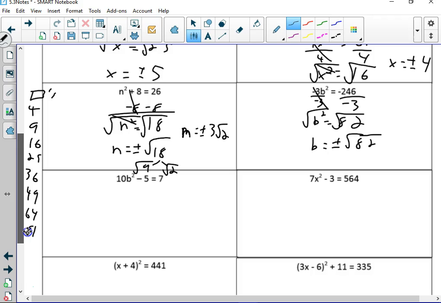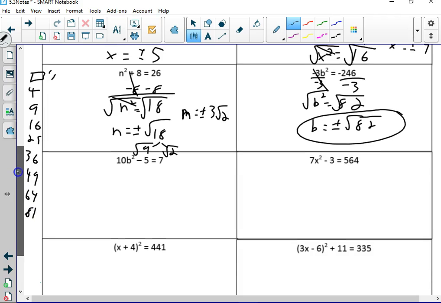Does anything go into 82? 82 divided by 2 is 41. Divided by 2 is a decimal, so 4 doesn't go in. 9 times 9 is 81, doesn't go in. 16 doesn't go in. We're done. Sometimes it is going to be not reducible. There is no perfect square that goes into 82. So we just leave it like that.